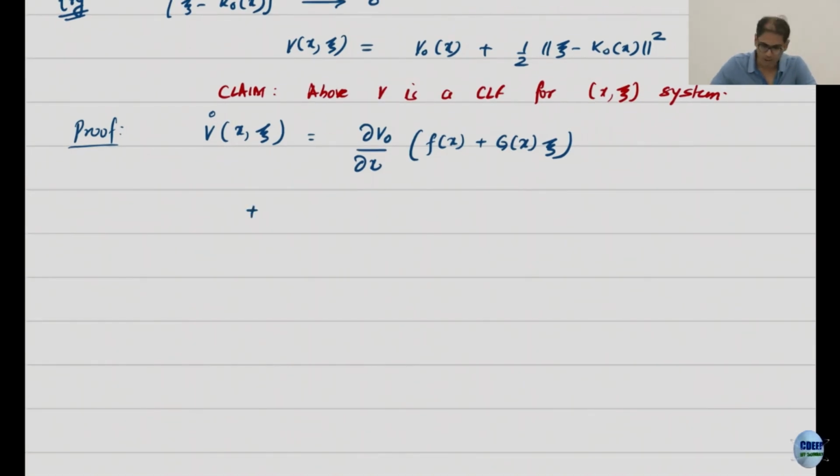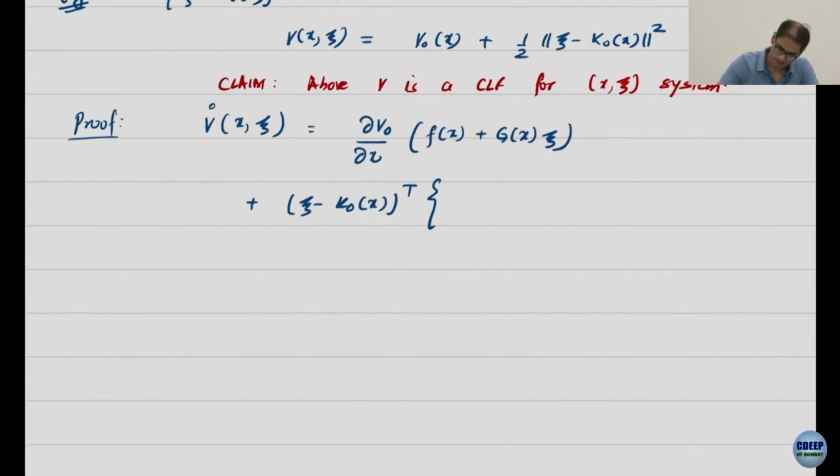Now I take the partial of the second term. So this will give me (psi minus k0(x)) transpose. I'm assuming this is the Euclidean norm, the two norm. So this is just (psi minus k0) transpose (psi minus k0). I'm just taking the partial like I would in standard multivariable calculus. So this is the partial with respect to psi, and I'm going to write psi dot minus the derivative of k0, just like I take differentials. This is how we've defined V dot anyway.